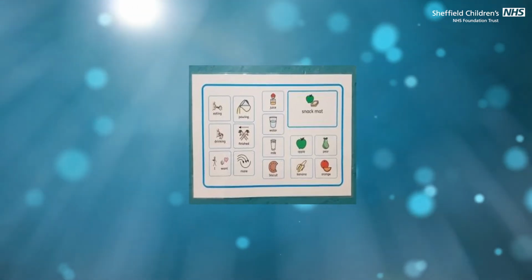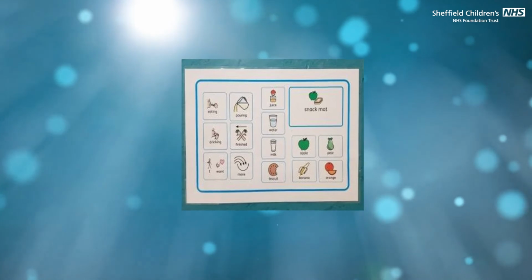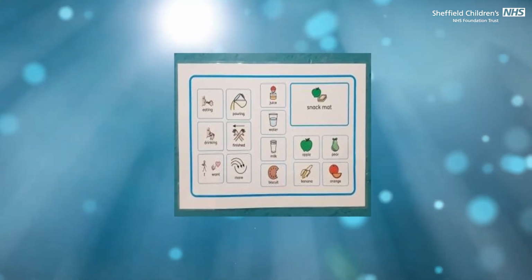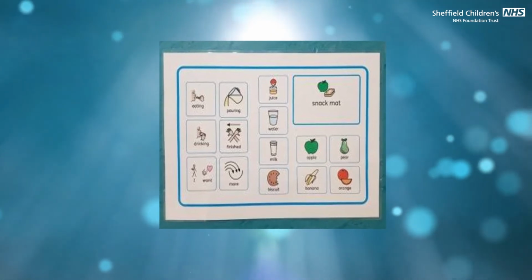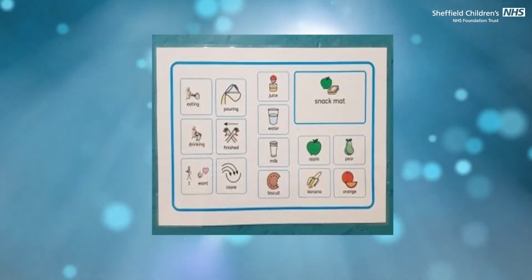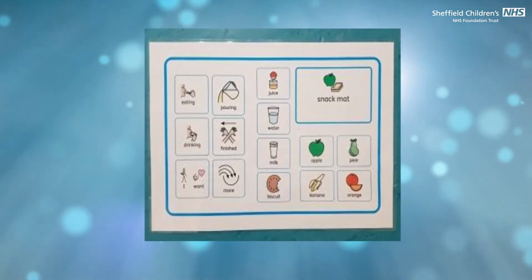The snack mat is used in a lot of settings to help children choose what they want at snack time. It is used by the child and they point to what they want. There can be a selection of different foods on there as well as different drinks. We also work with the words more and finished to allow the child some independence when you're having their snack.